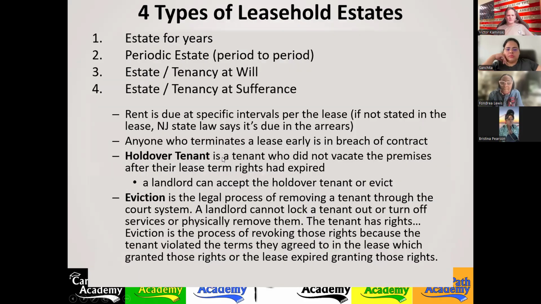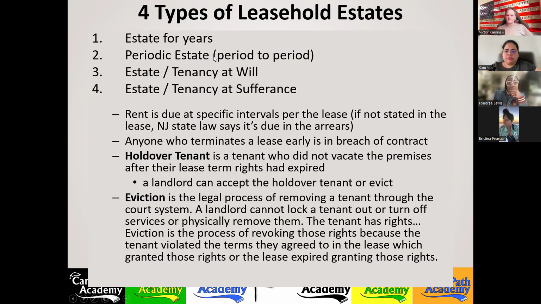So here are the four types of leasehold estates we're going to go over. An estate for years, which need not be for years, so don't let the name fool you. Leases for years could be for a month, 3 months, 6 months, a year, 2 years. The distinguishing feature of an estate for years is that it has a start date and an end date. You know when the estate is going to end.